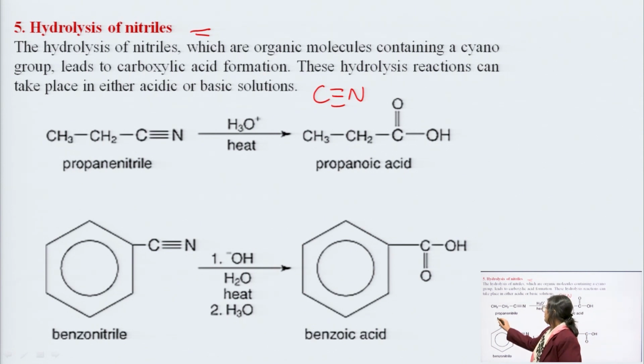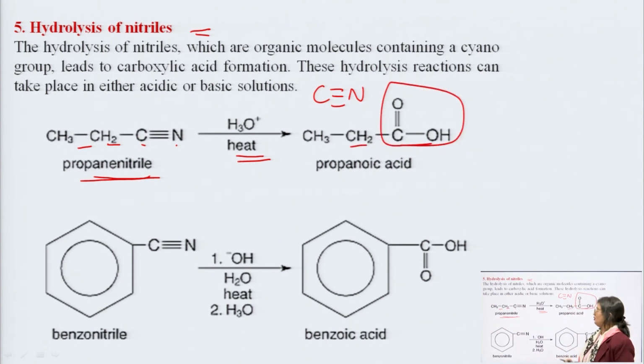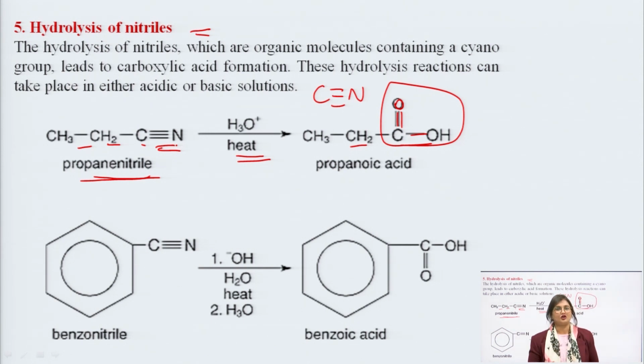So, propane nitrile here in this case, CH3, CH2, C triple bond N, in the presence of heat, or when heated, gets converted into CH3, CH2, C double bond OH. So, hydrolysis of this cyano group takes place such that instead of C triple bond N, C double bond OH gets formed, or a carboxylic acid group is formed.